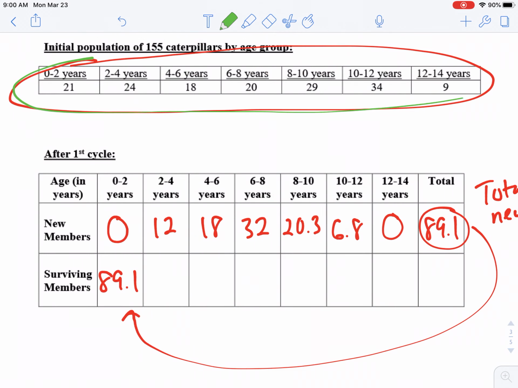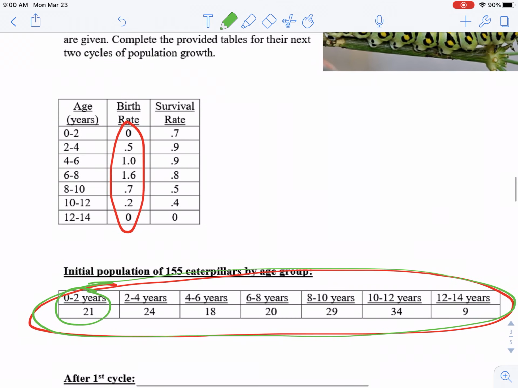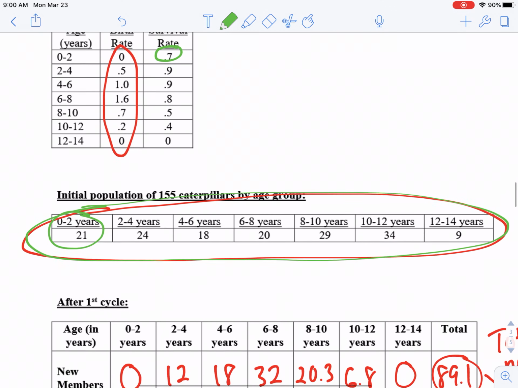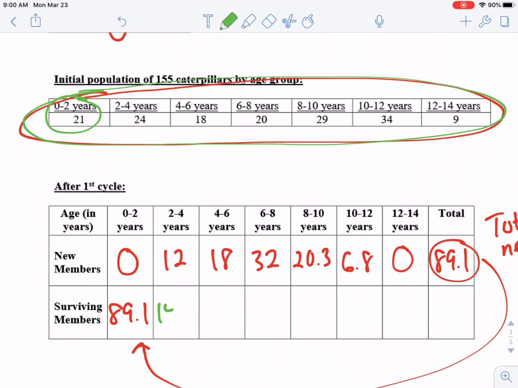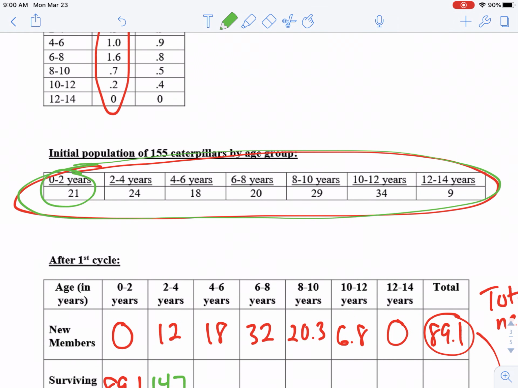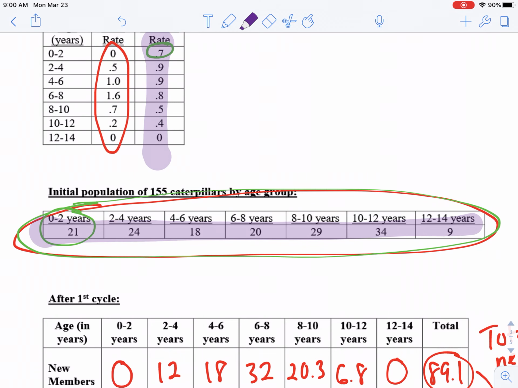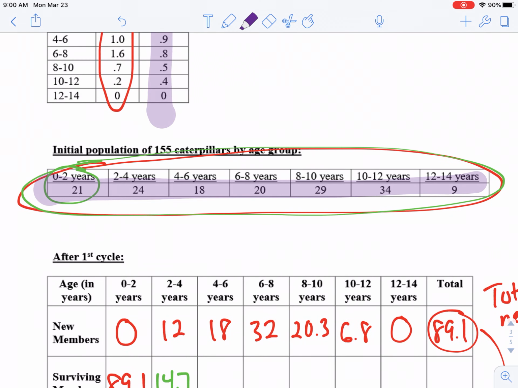Then for the rest of the surviving members, you take your initial populations again. So these 21 0 to 2-year-olds right here, they survive at a rate of 0.7. So of those 21, 0.7 of them are going to survive, so that's 14.7. That goes in the next box. They survive being 0 to 2-year-olds, and they graduate to the 2 to 4-year column. And then you do the same thing. You multiply this entire row by the entire survival rate column, and they go across.